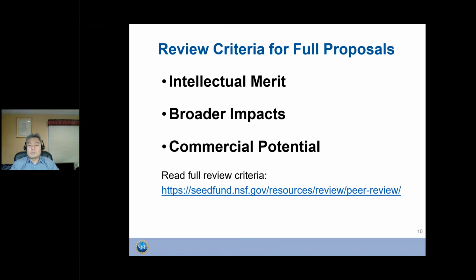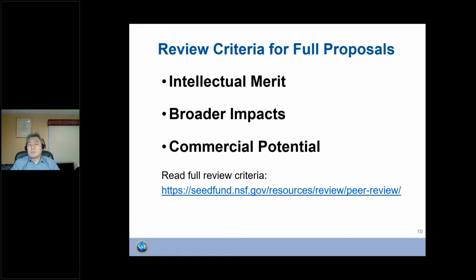Broader impacts has to do with the societal benefit within the US, or increasing economic competitiveness within the US. In some ways, I think those things do follow when a company is able to survive and continue to grow, but those are the impacts that we also look at. And these two criteria are identical throughout NSF, whether somebody's applying under an academic grant or through this SBIR-STTR program.